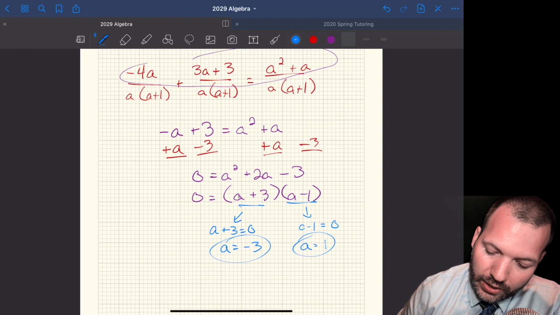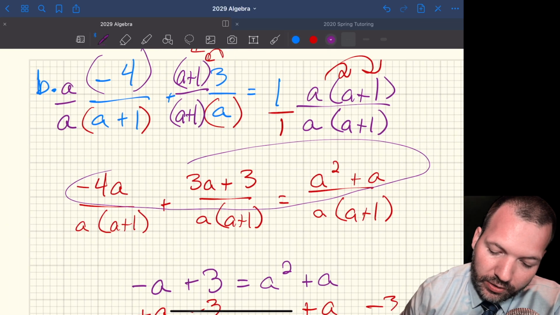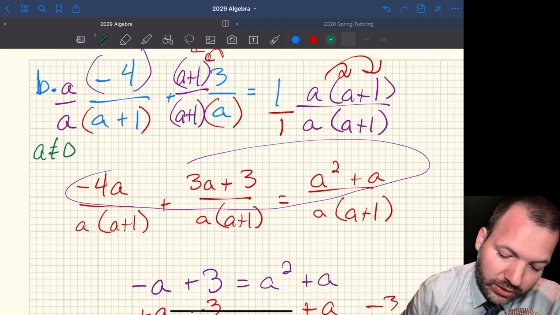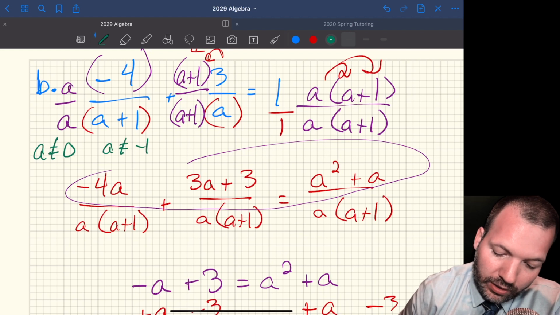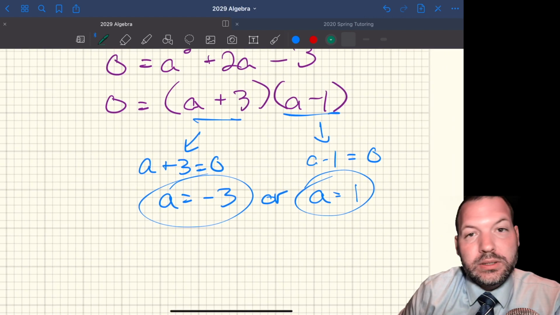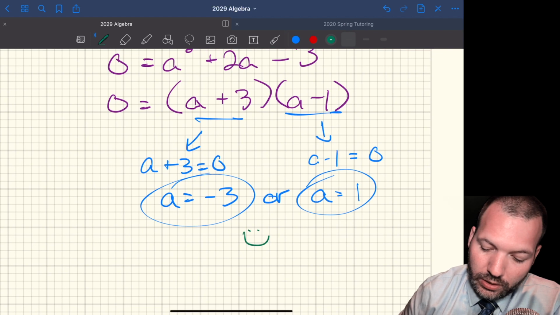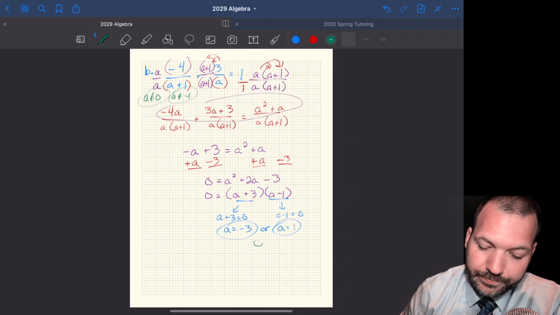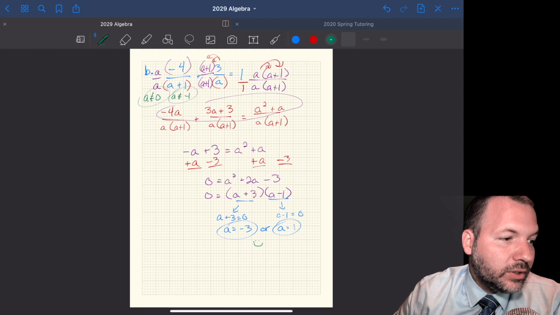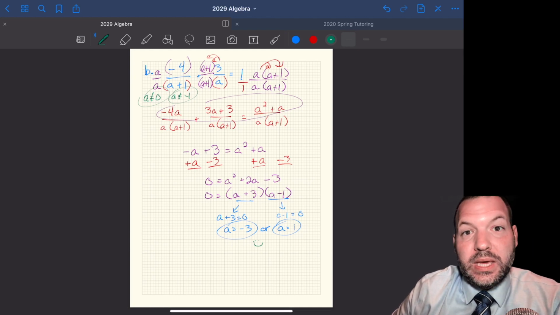At positive 1. Again, I forgot to do my excluded values. As I go back, I can see a cannot have been 0, and a cannot have been negative 1. But since neither of these is 0 or negative 1, we're good to go. Both of these are true solutions. Try this out yourself on Check Your Progress 2A and 2B.